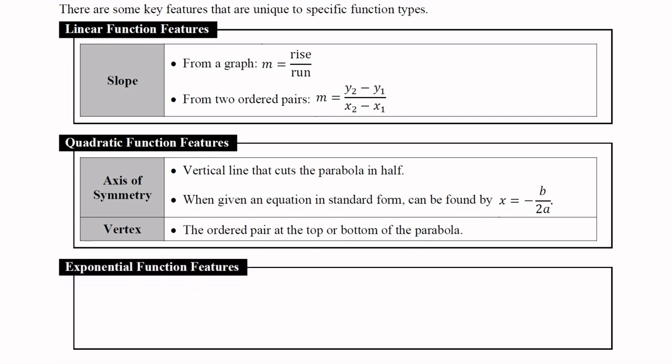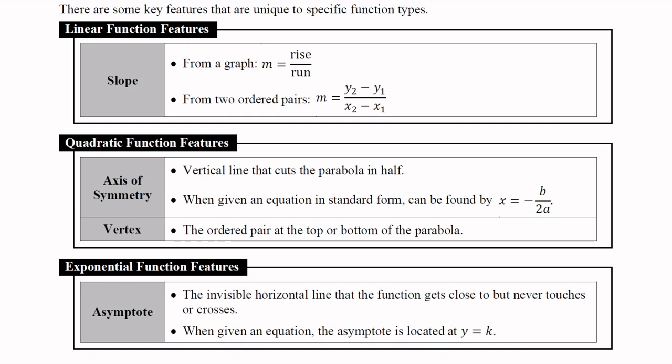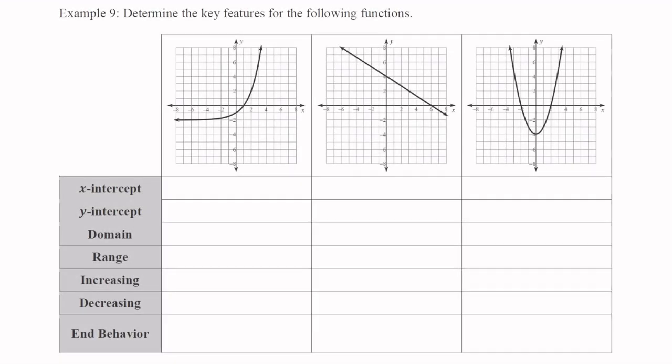And the exponential function features include the asymptote, the invisible horizontal line that the function gets close to but never touches or crosses. When given an equation, the asymptote is located at y equals k. So let's do an example where we compare key features of some functions.